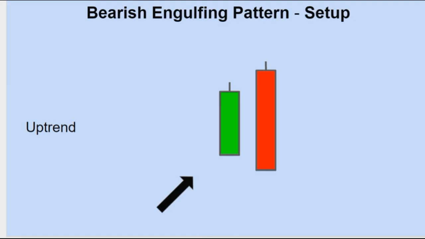The first of the candles has a green real body as it continues the uptrend. The bulls continue to drive prices higher. The second candle is a red candle opening above the real body of the green candle and closes below the real body of the green candle here. Simply put, the red candle engulfs the green candle.